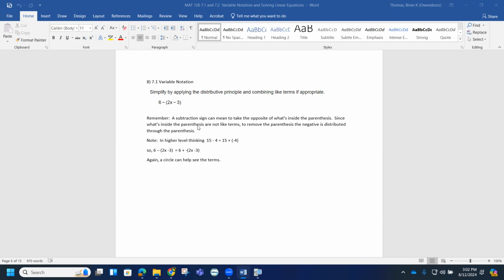Since what's inside the parentheses are not like terms, as we mentioned, we can remove the parentheses by, let's see here, remove the parentheses. The negative is distributed through the parentheses. Should have had a little comma there. So to remove the parentheses, the negative has to be distributed through the parentheses.